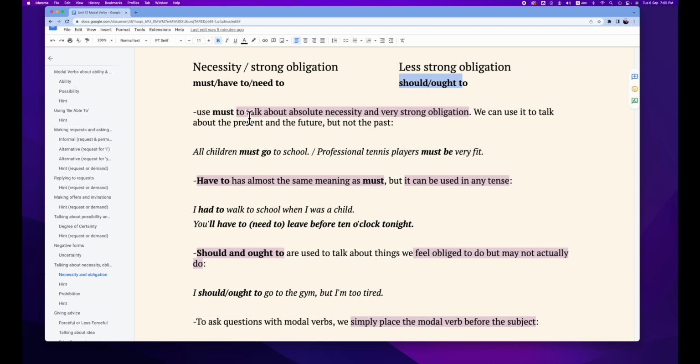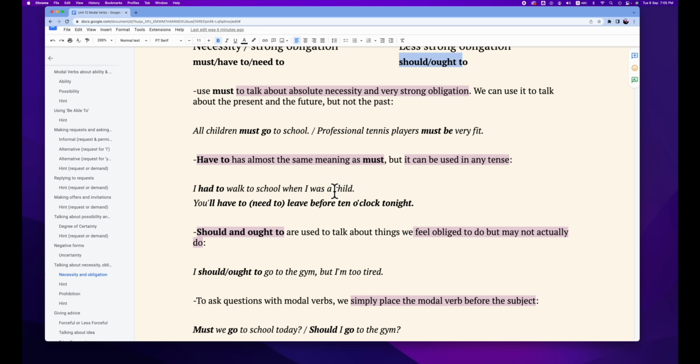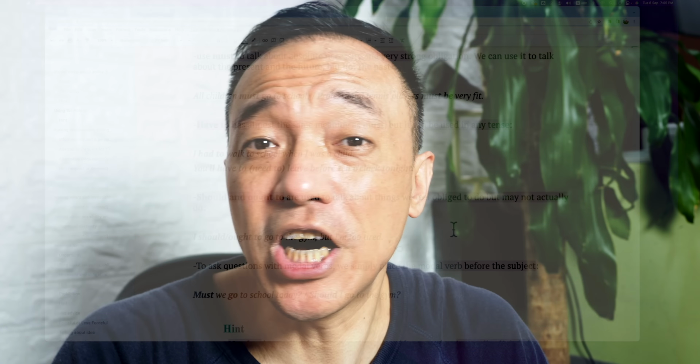Using must to talk about absolute necessity and very strong obligation. We use it to talk about the present and the future, but not in past tense. Example: all children must go to school. Professional tennis players must be very fit. Then how about have to?